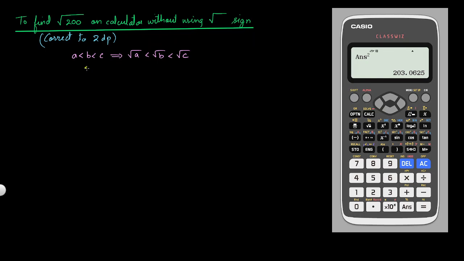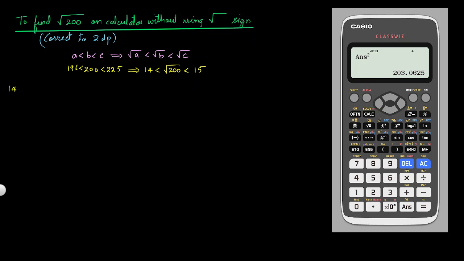So now this is 200. Below 200, I can take 196, which is 14 squared, and above it, I can take 225. This implies 14 is less than the square root of 200 is less than the square root of 225, which is 15. So I know the number is between 14 and 15. The square root of this is between 14 and 15. So that can be our starting point.